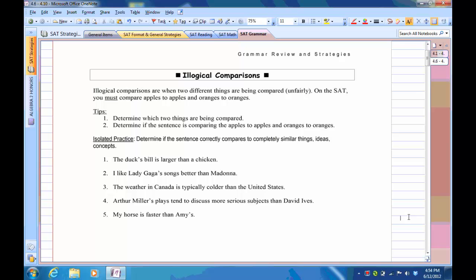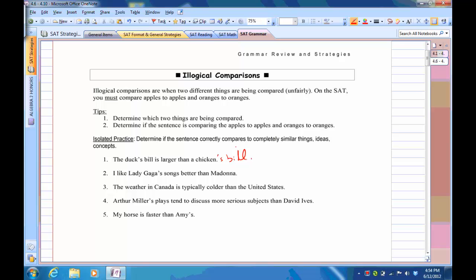The duck's bill is larger than a chicken. So what we're comparing is a body part of a duck to a whole chicken. That really wouldn't make sense. You probably want to say a duck's bill is larger than a chicken's bill. So that way we're comparing two things that are logical. Let's look at number 2.